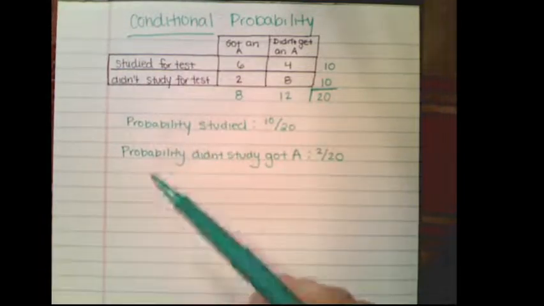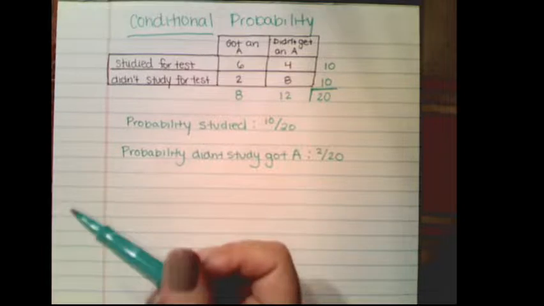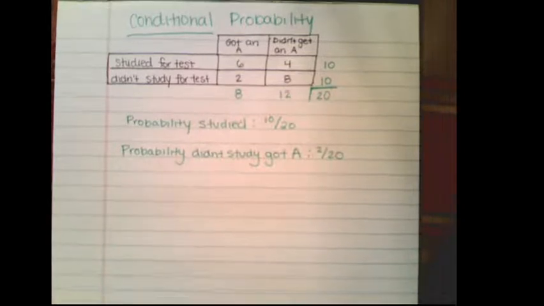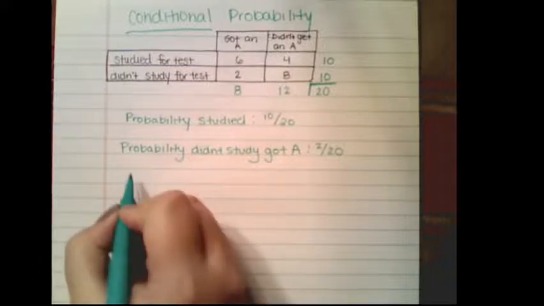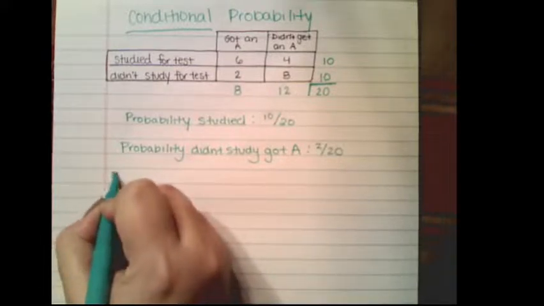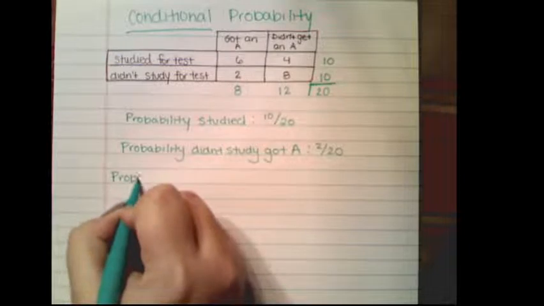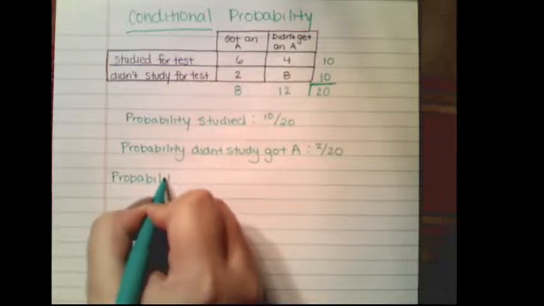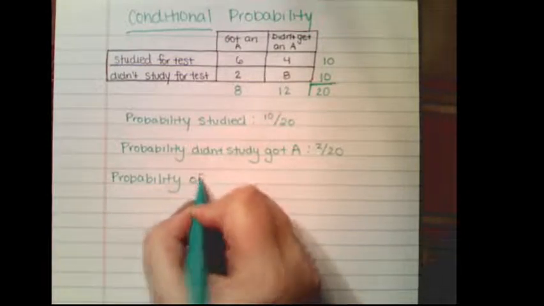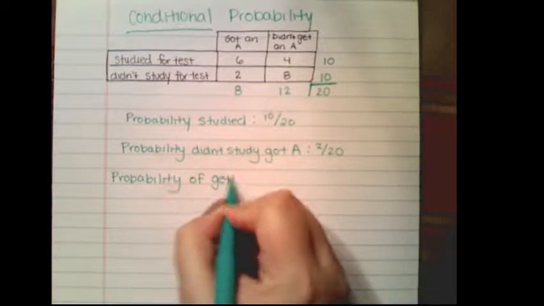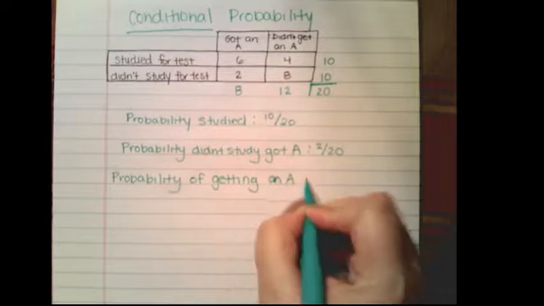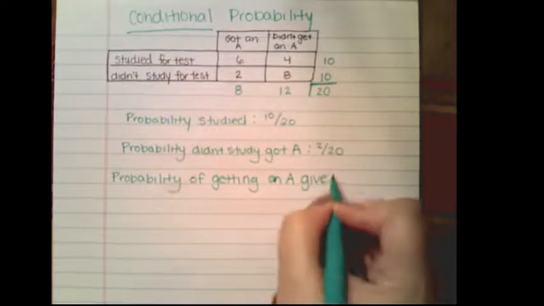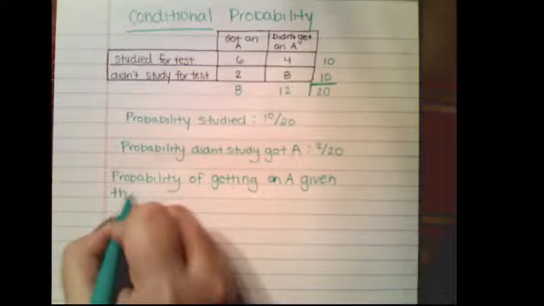So now that we've talked about general probability, I want to talk about conditional probability. Conditional probability is when there is a condition put on it. And what that looks like is I want the probability of getting an A given that the student studied.